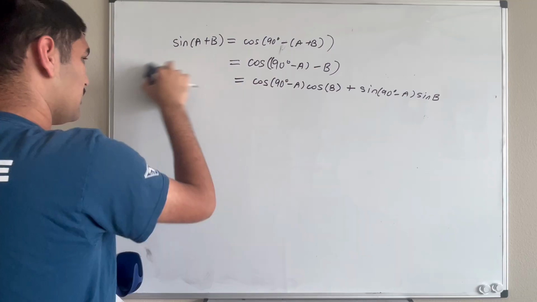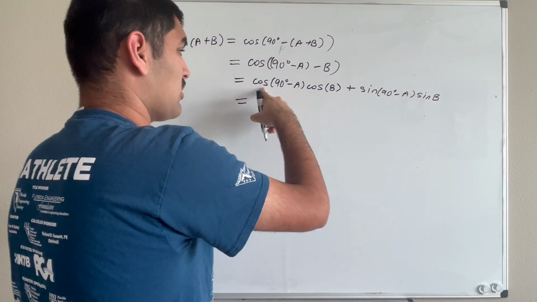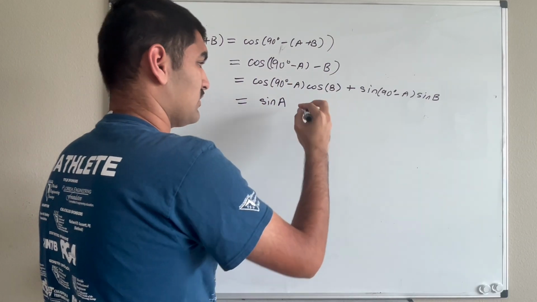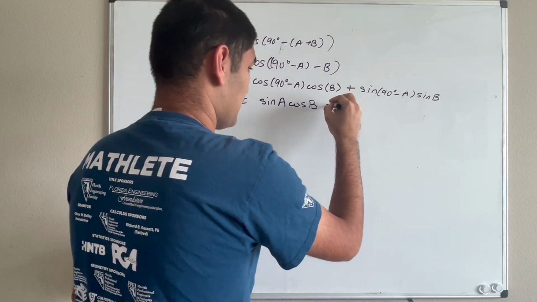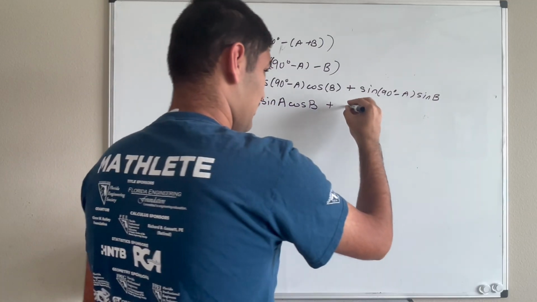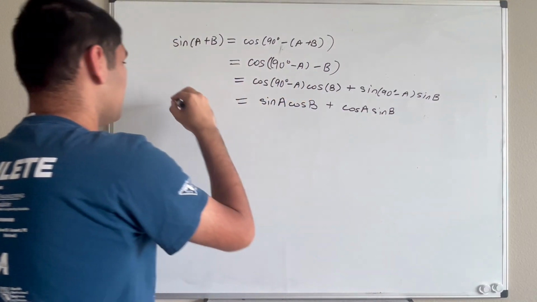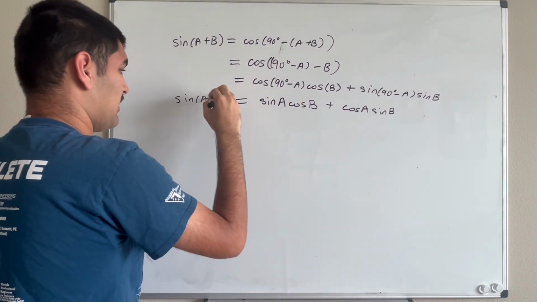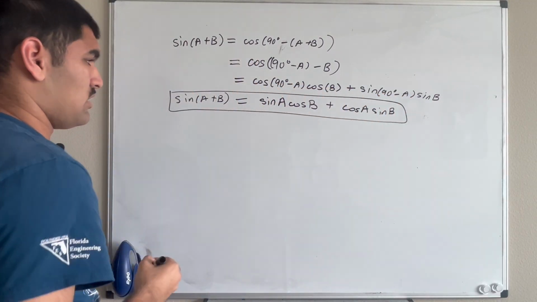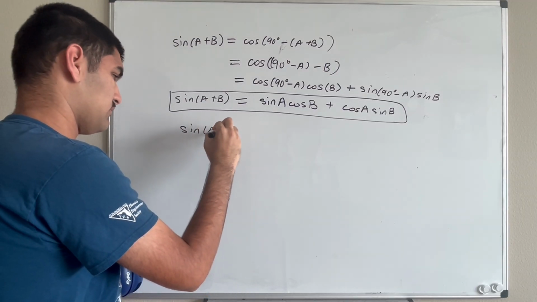So then, again, from our cofunction identities, we know that cosine of 90 degrees minus A is exactly the same as just sine of A, and then we have cosine B, that stays the same. And then similarly, sine of 90 minus A is the same as cosine of A, and then sine B stays the same. And then this is equal to sine of A plus B. So we have proved the identity. Right? And again, I'll let you guys derive the identity for sine A minus B. Okay?